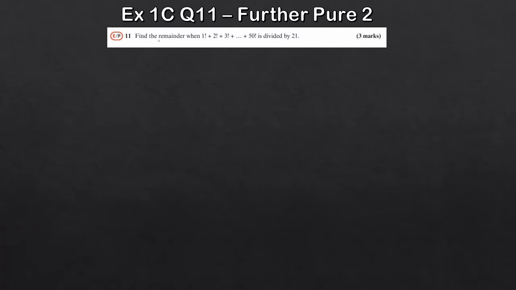So question 1 here, or technically it's question 11 in the textbook. We want to find the remainder of this summation. This is the summation of n factorial from 1 to 50, divided by 21, and we want to find that remainder. If you're finding the remainder of something divided by, say, p, we take it mod p. We're dividing by 21 here, which is my p, so we take that mod 21, okay?